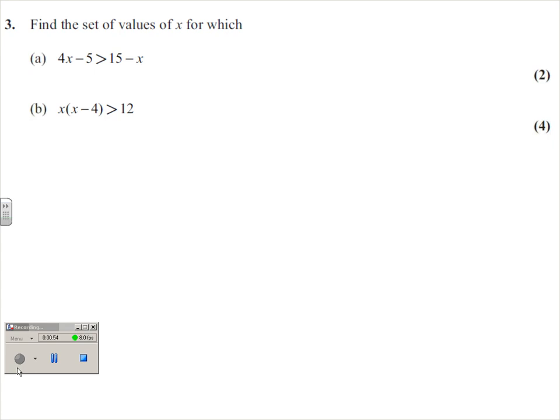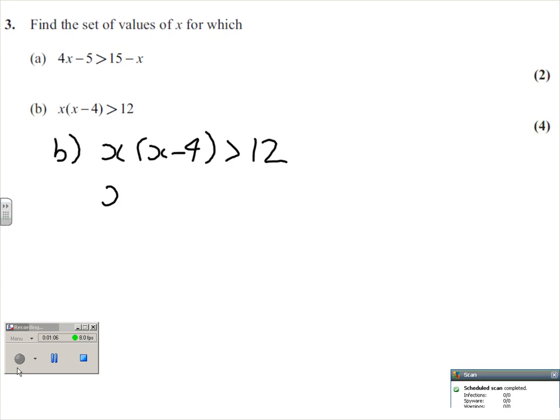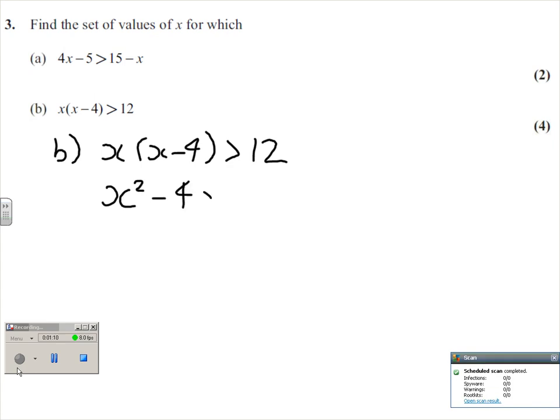Part B, it is a quadratic. So you do start by treating it like an equation. If this was a quadratic equation, we would have to multiply it out and then take the 12 over because quadratic equations must be equal to 0. I know it's not an equation, but it behaves like one. So x squared minus 4x and take away the 12 over greater than 0. Keep the inequality sign the same way around.